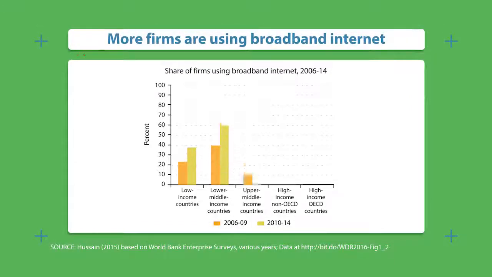The adoption of broadband internet has increased in firms in all country income groups. The share of firms in lower middle income countries using broadband internet rose from 39% between 2006 and 2009 to 68% between 2010 and 2014. The share in low-income countries between 2010 and 2014 is still fairly low. It's only 38%, but with very notable exceptions.